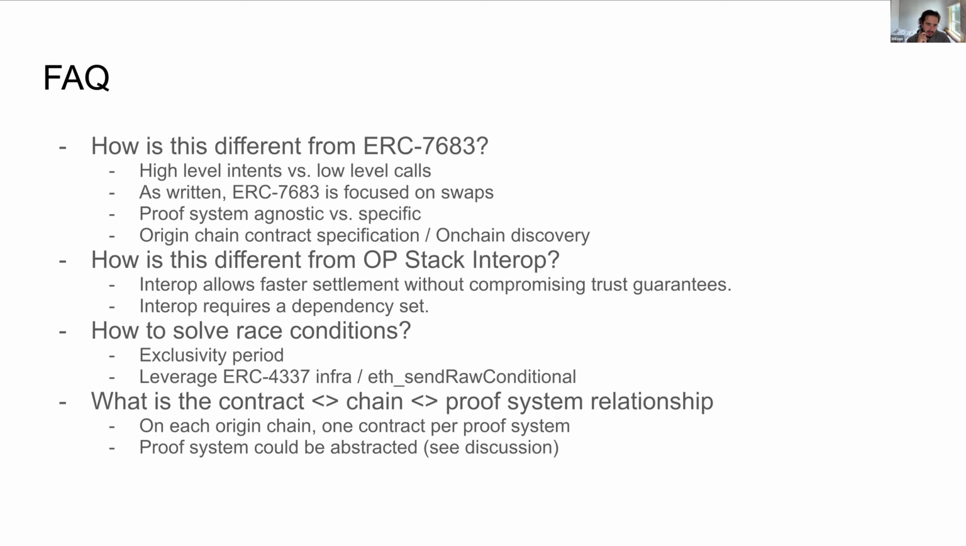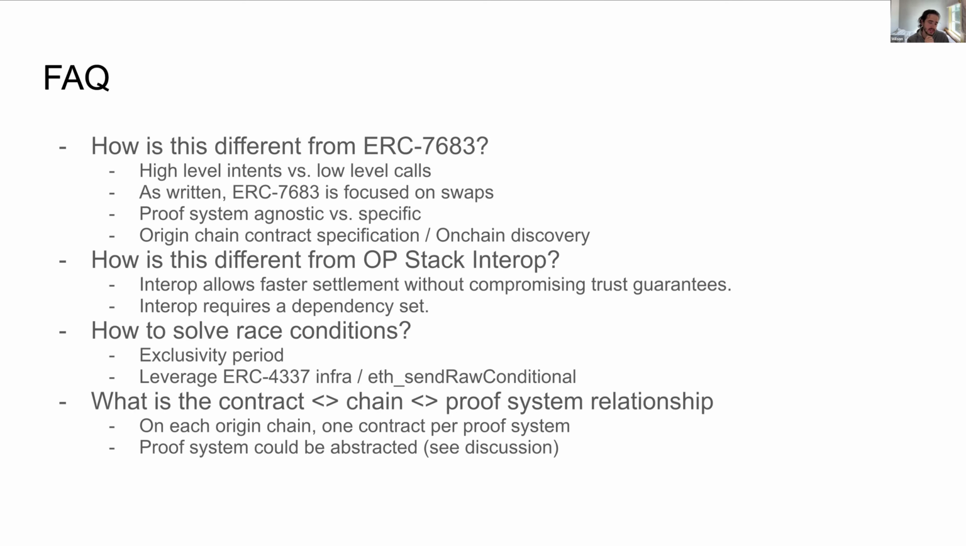One of the downsides of interop is it requires a dependency set. Each chain has to specify the chains in its dependency set, and all those chains are dependent on each other. And that's a challenge. If we're headed into a world of thousands of L2s, is that really going to scale? So I think this is possibly a bit more scalable.